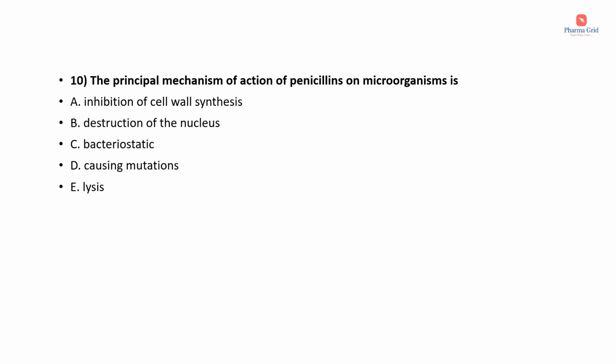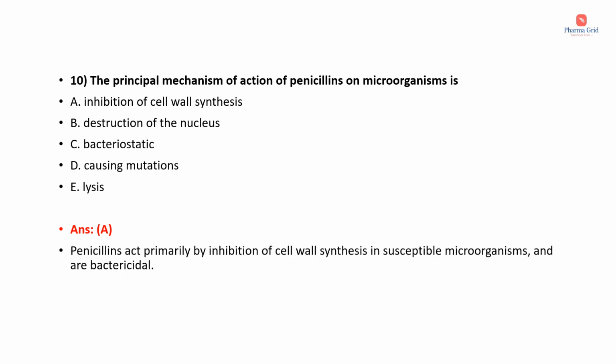The principal mechanism of action of penicillins on microorganisms is, the options are inhibition of cell wall synthesis, destruction of the nucleus, bacteriostatic, causing mutations, lysis. Here the correct answer is option A, that is penicillins act primarily by the inhibition of cell wall synthesis in susceptible microorganisms and are bactericidal in nature.